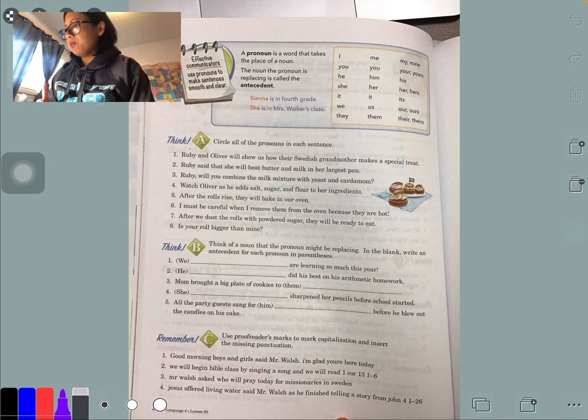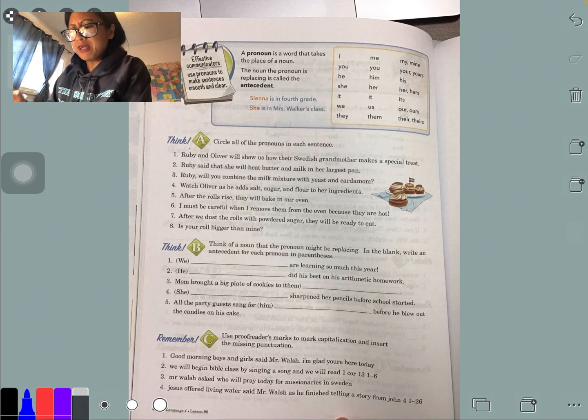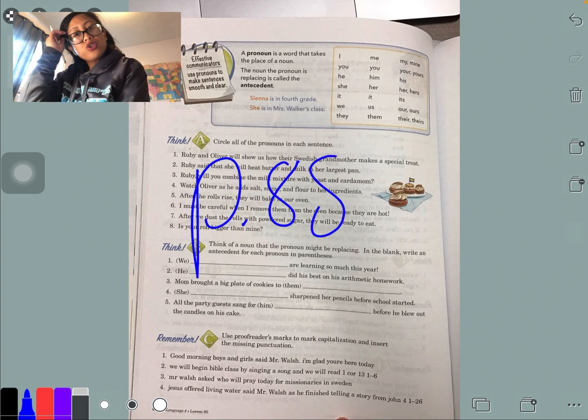I believe we should be on page 89. I can't really, 88, sorry. I couldn't tell from here. So page 88, we're going to look at pronouns.